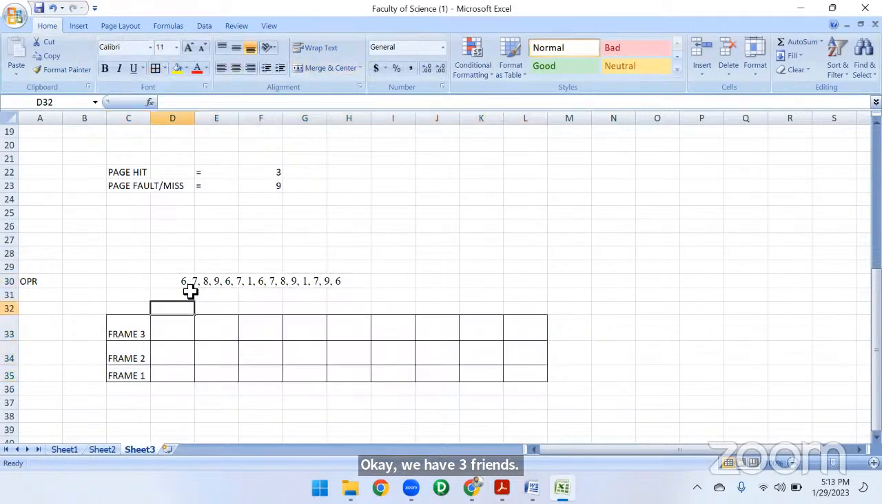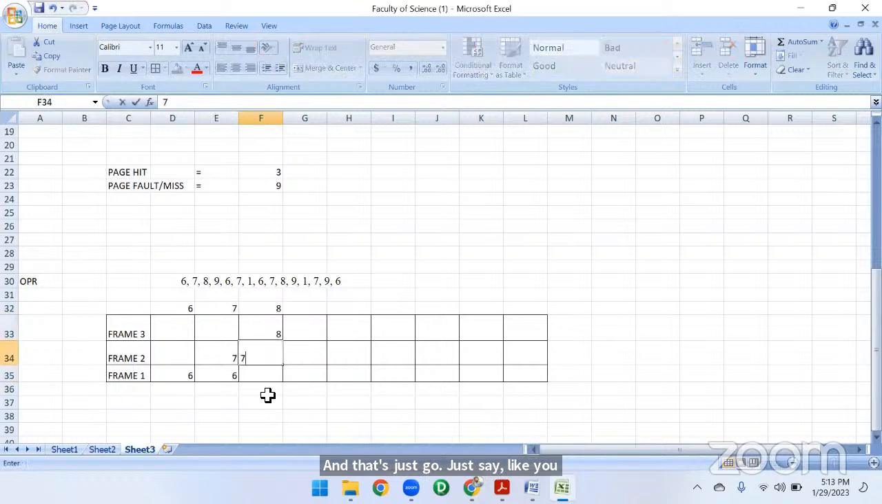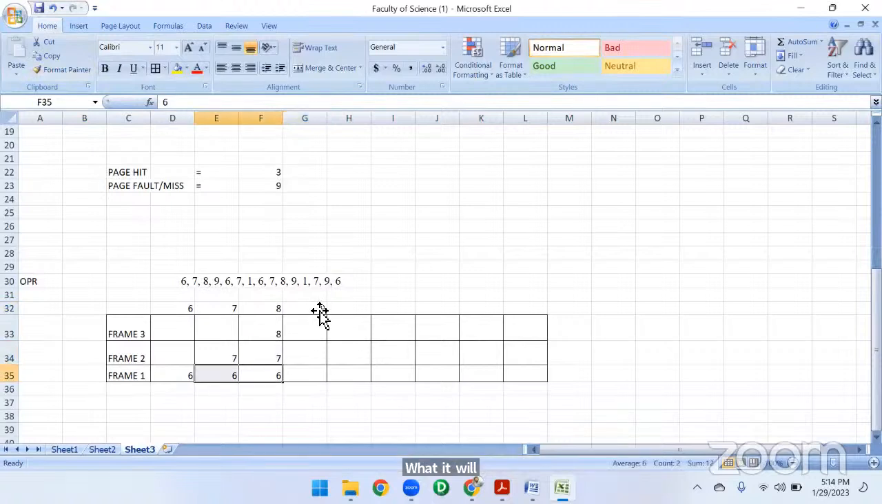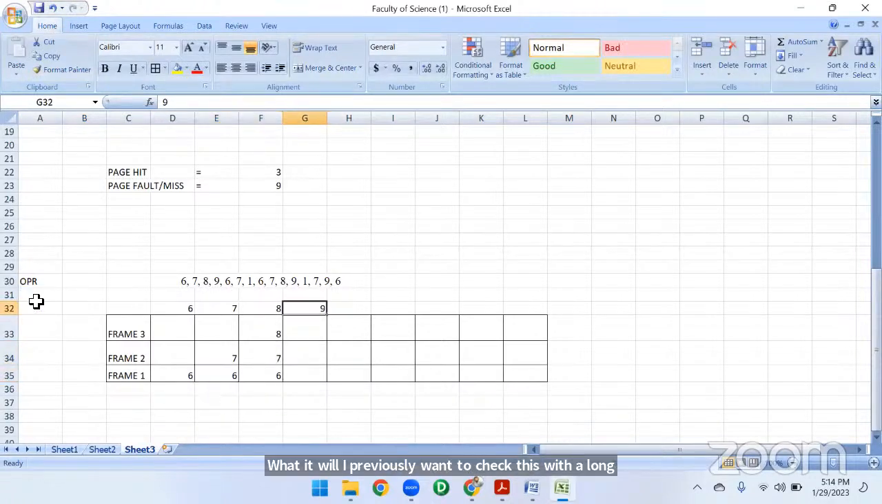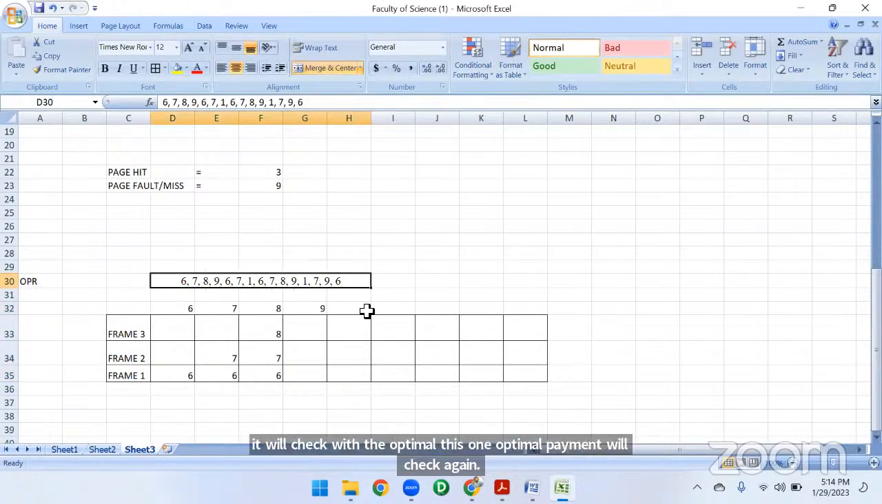So when 6 comes here, what happens? It will be placed into the first frame. Next when 7 comes, the first 3 elements just come in as is. Okay, so now you understand. When 9 comes into the memory, it will check, as we checked previously, which one has the longest period. Now the optimal page replacement will check whether this 9 is going to be used in the future, the long future.